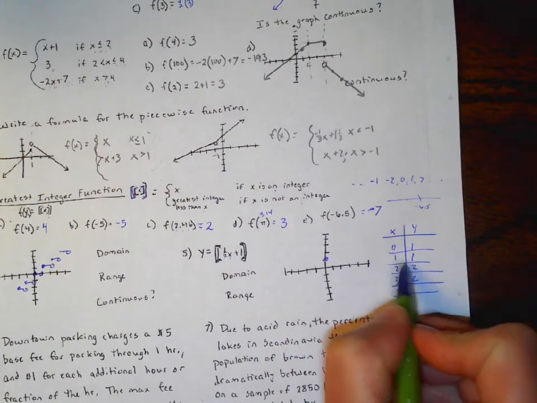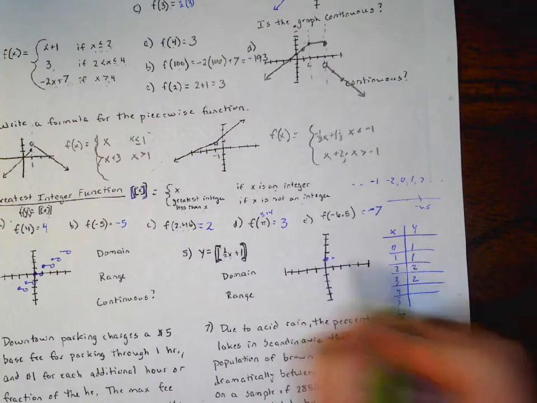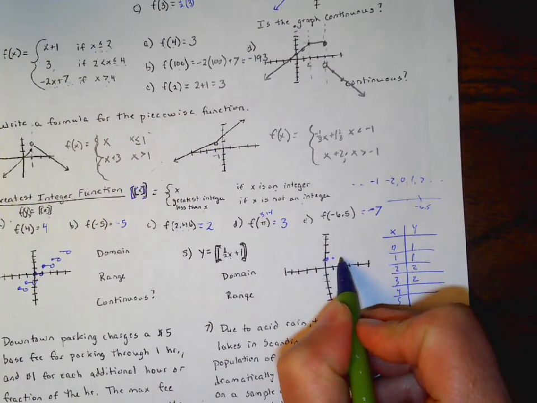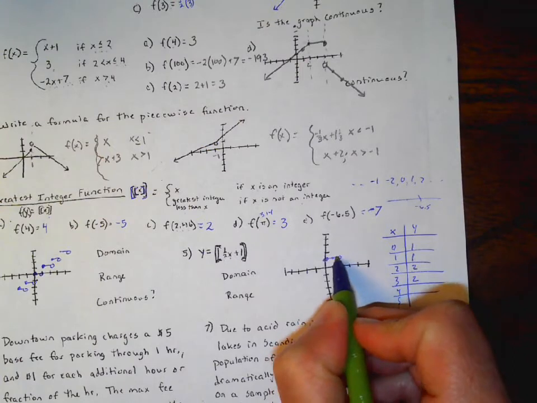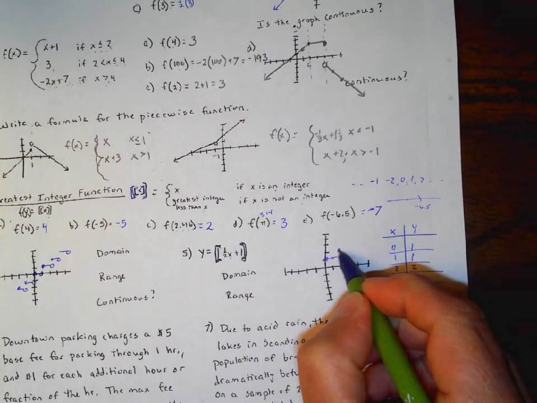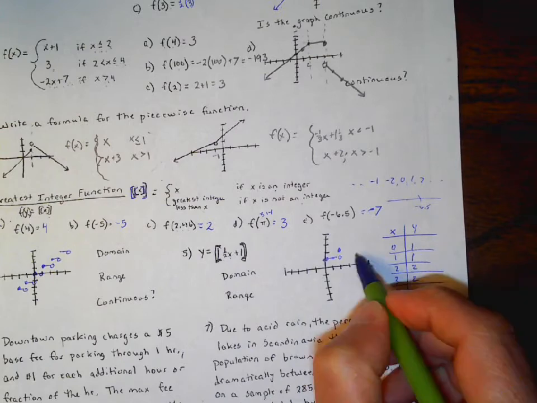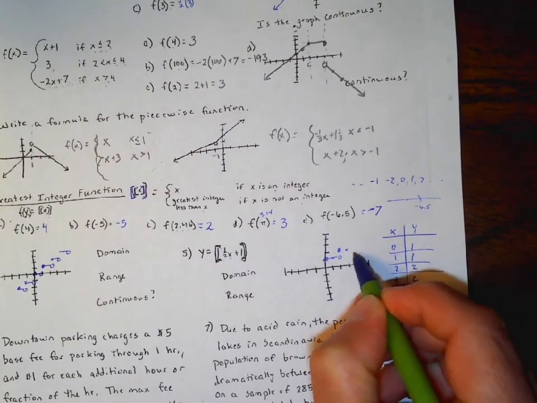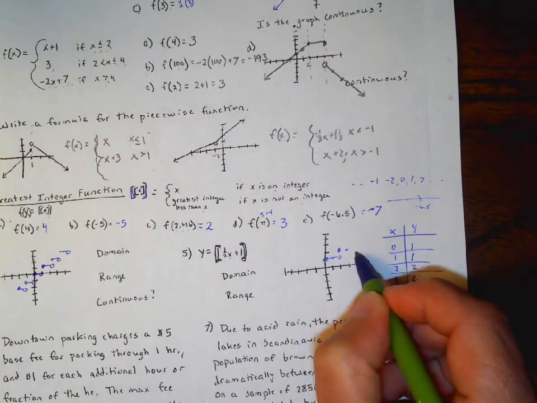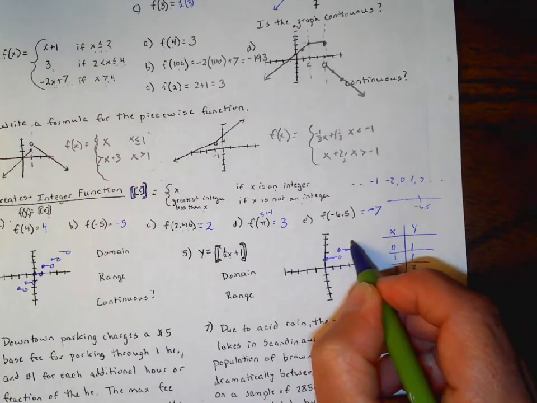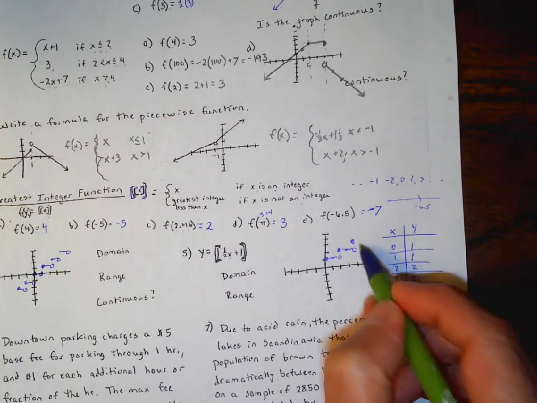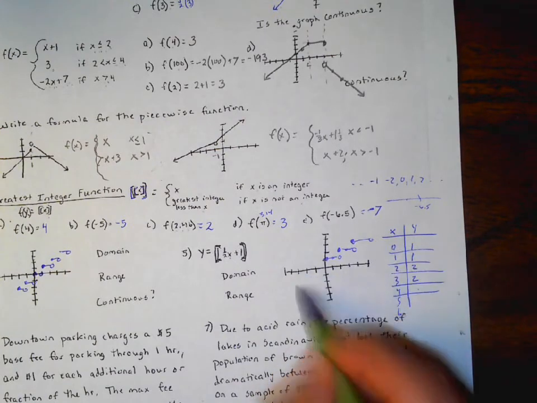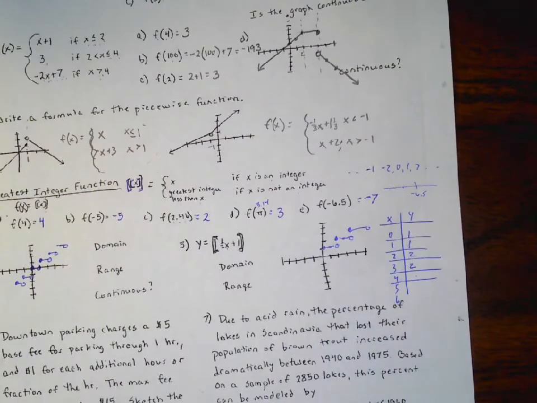And then at 1, it's 1. And at 2, it turns to be 2. But anything below 2 would still be here, right? So we'll just put an open circle there. But at 2, it jumps to 2. And then at 3, it's still at 2. And at 4, it would jump to 3. Okay, so you can see that function, and you can figure out some of the others too.